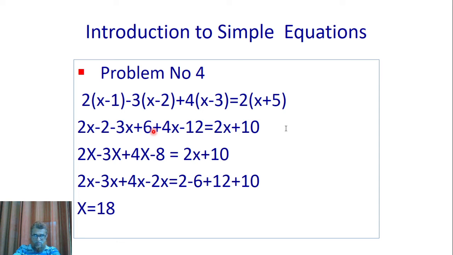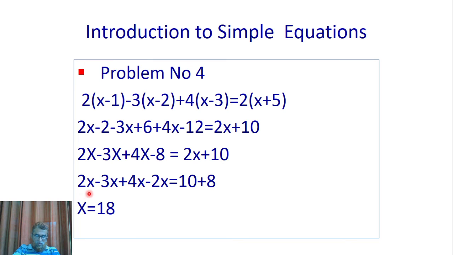Now 2x minus 3x plus 4x, then this 2x is moved from the right hand side to the left hand side, minus 2x. Now here it is very simple, I will simplify it again, 10 plus 8, 18, understand, isn't it? 2x minus 3x plus 4x, then this 2x is moved here, becomes minus 2x, then 10 minus 8 becomes plus 8, 10 plus 8, 18.